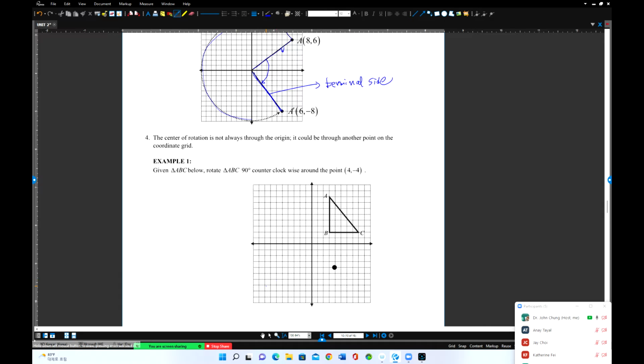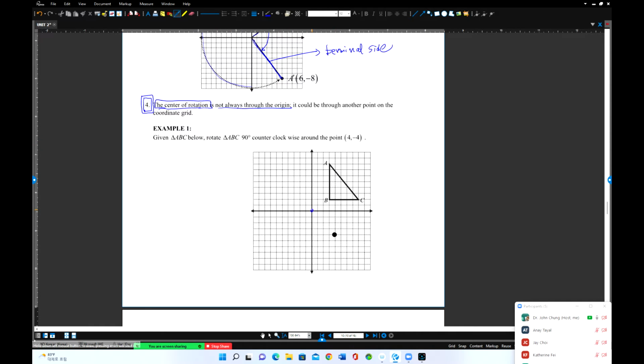Okay. This one is a little hard. But we're going to do this one. Rotation with a center of rotation. We said the center of rotation is not always the origin. It was the origin before, over here.